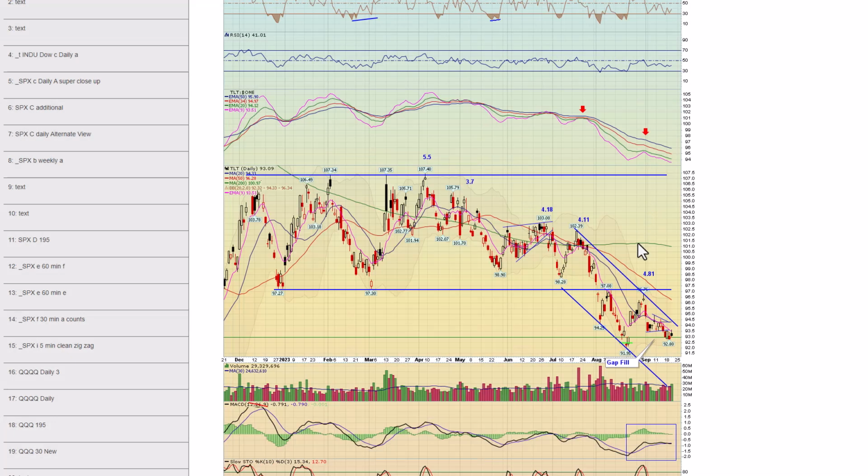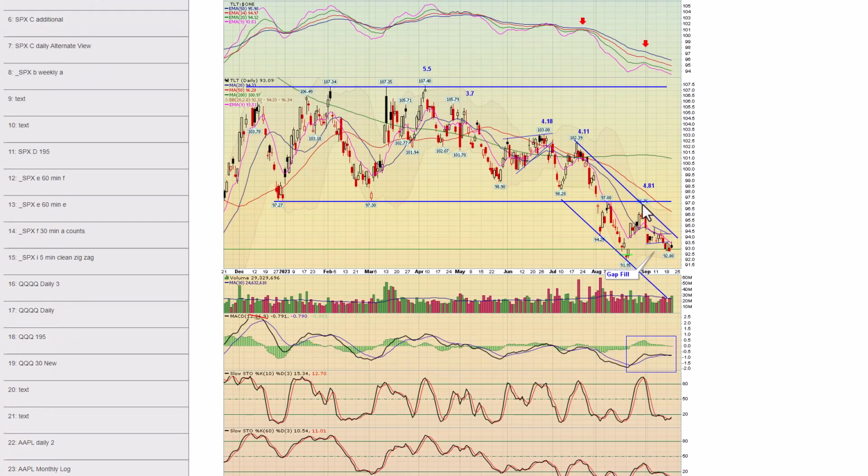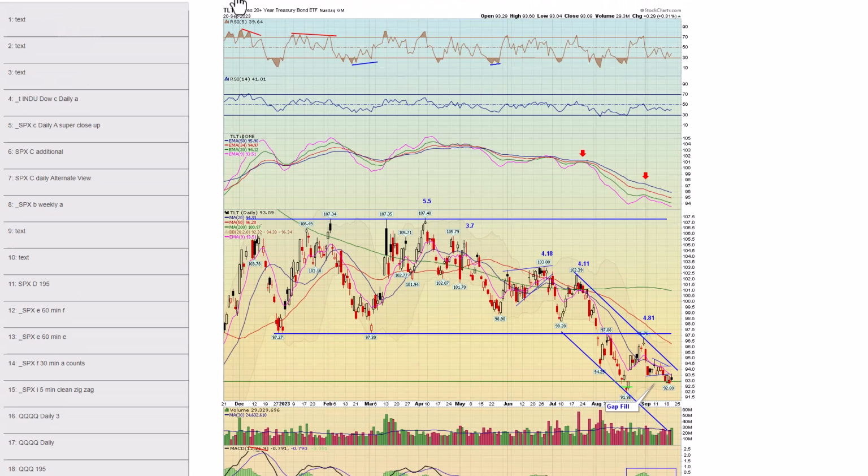Next, chart 38, TLT 20-year bonds. More just chopping around here. Remember we had that little symmetry break. So we'll still see if we can get a higher low here or not.